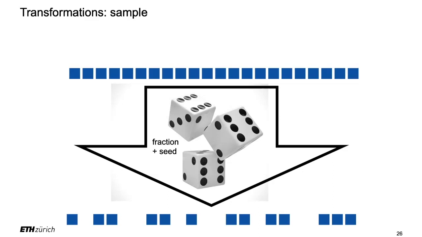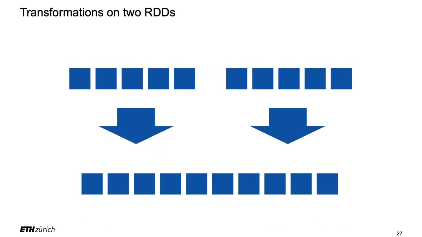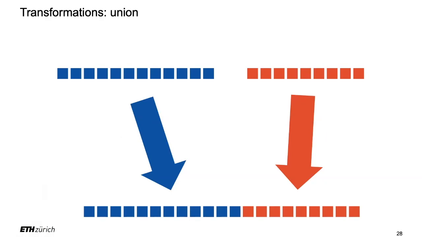Okay. Who is comfortable now? It's quite practical, right? This thing. Okay. Now there are other transformations that act on two RDDs, right? So not just one, but actually two. An example is the union. You might have an RDD that you generated in some way on the left, another RDD that you generated in some way on the right, and you want the union of the two.